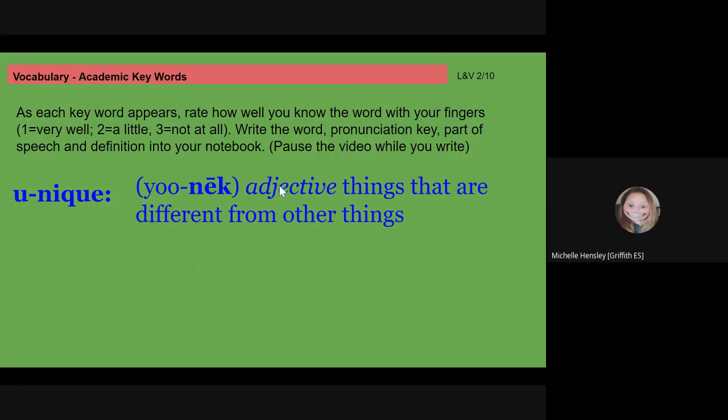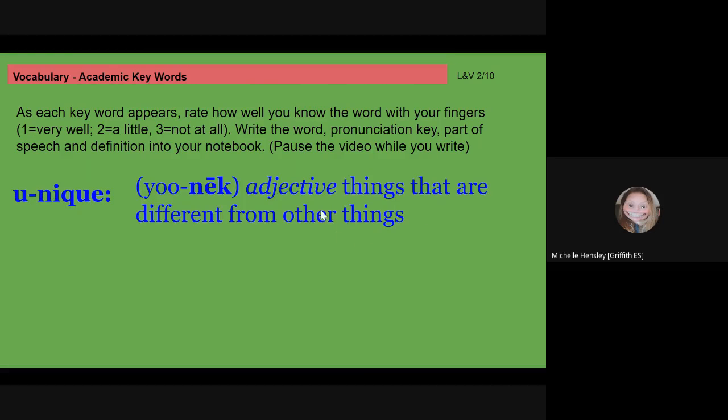So adjectives are words that describe nouns, and unique is an adjective that means things that are different from other things, right? If you say that necklace is unique, you're saying that it's not something that you've seen before, that it's special, right? That it's different. It's not something that you're going to buy at like a mall where everybody can get the same thing. Every person is unique, right? Because we're all different from others.